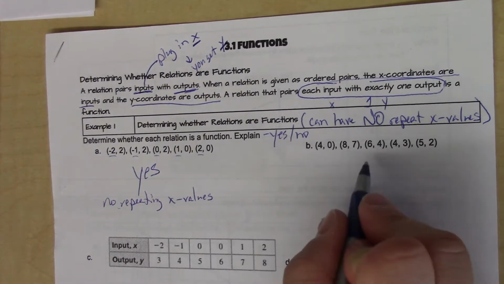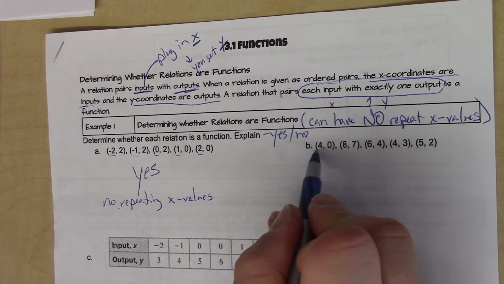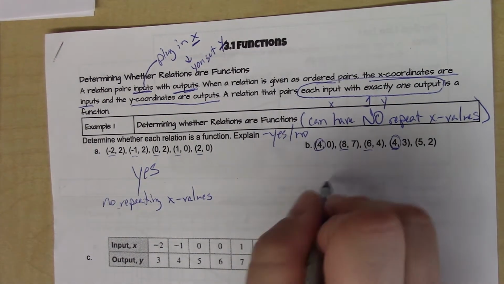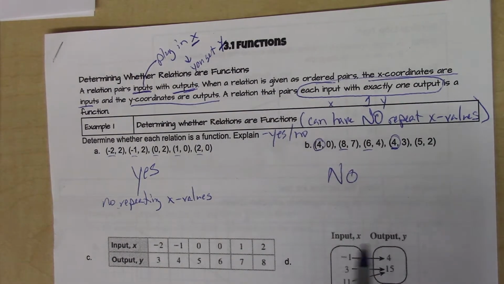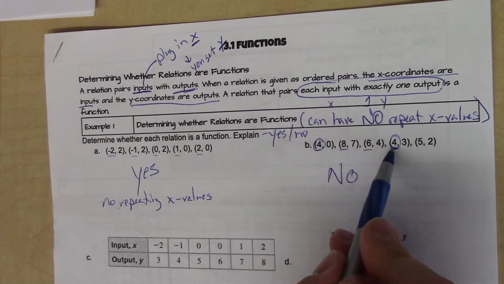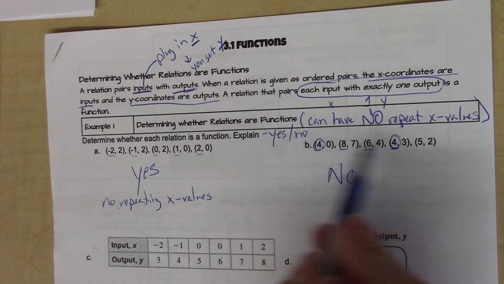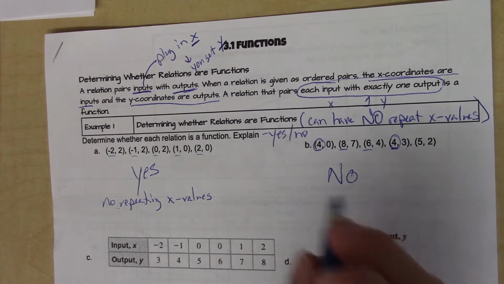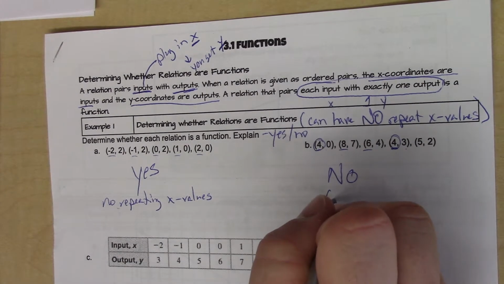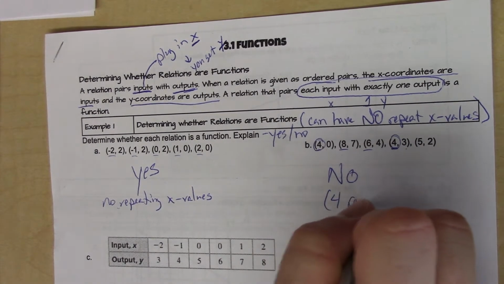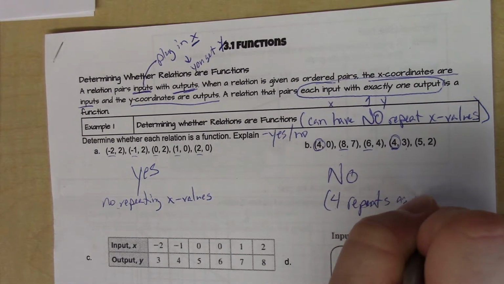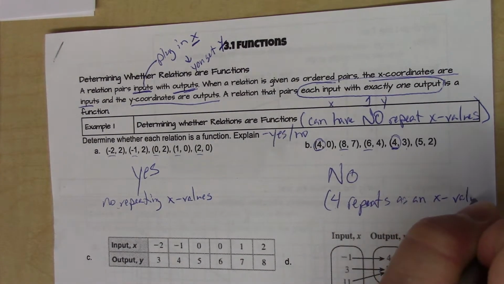Okay. Now, for this one, again, I look at the x values, 4, 8, 6, 4. There's another 4. I have two 4s. That means no, it is not a function. Because now I have the same x value with two different y values. Can't have that. Then it's not a function. So no, and because the 4 repeats as an x value.